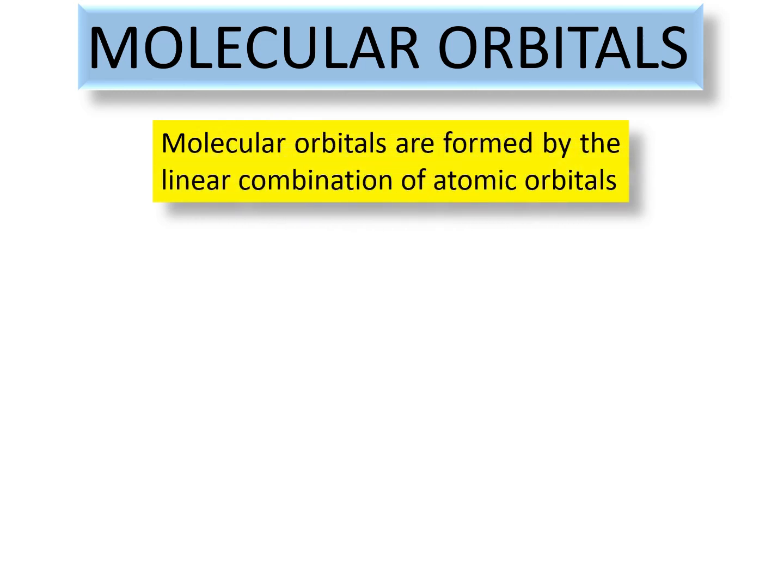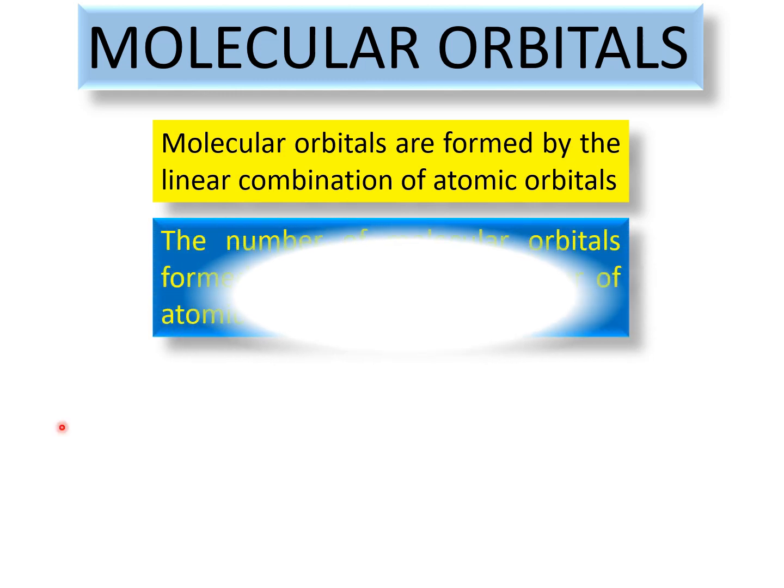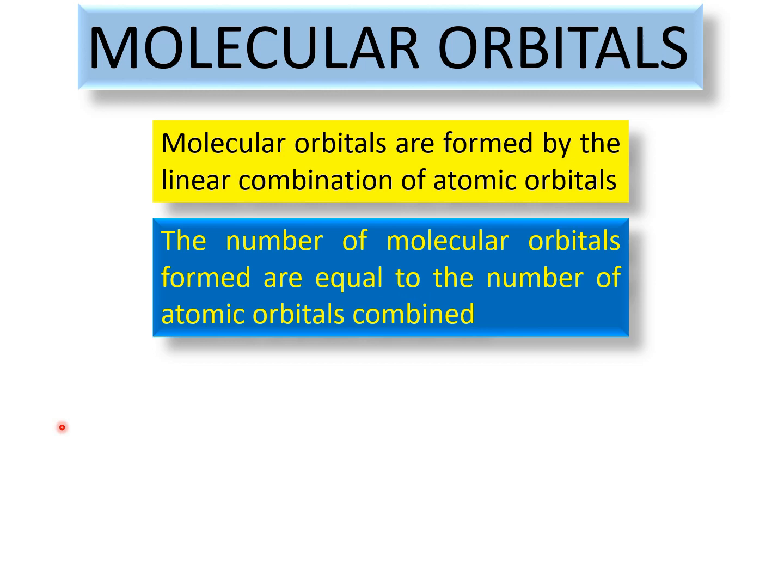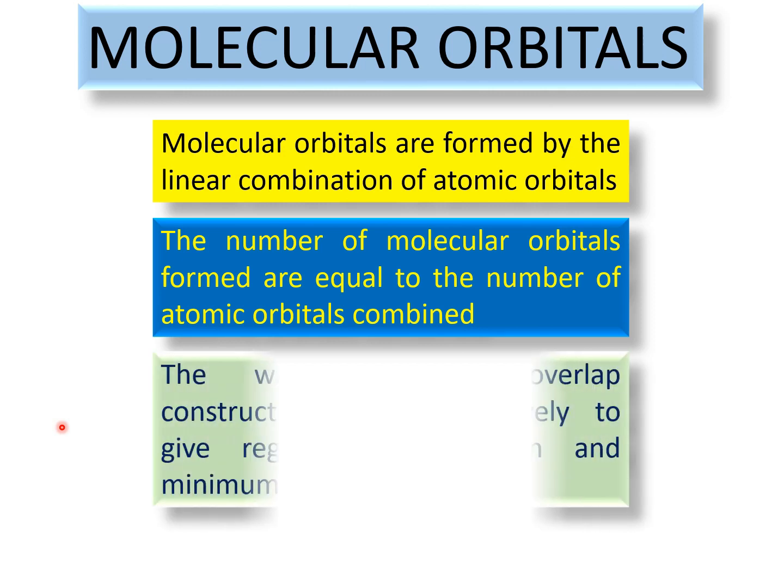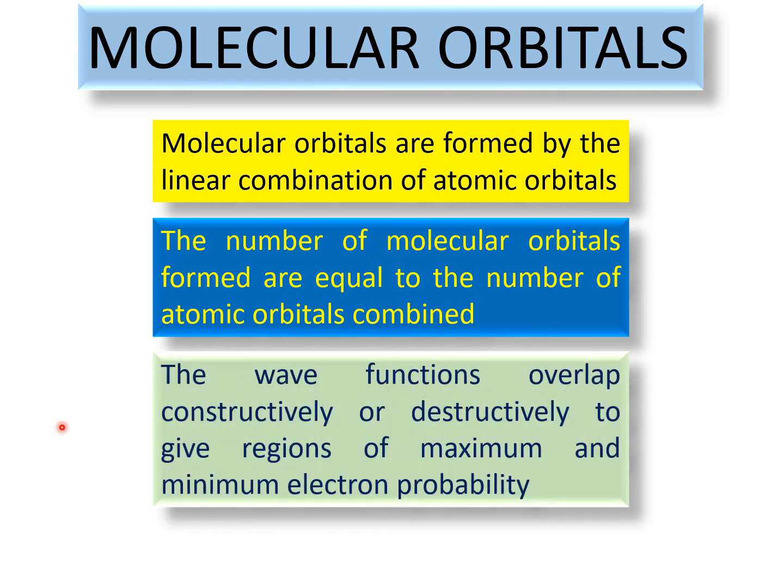Molecular orbitals are formed by the linear combination of atomic orbitals, and you have to remember that the number of molecular orbitals formed is always equal to the number of atomic orbitals that combine to form them. During this formation, the wave functions of these orbitals or electrons overlap, combine or interfere either constructively or destructively.